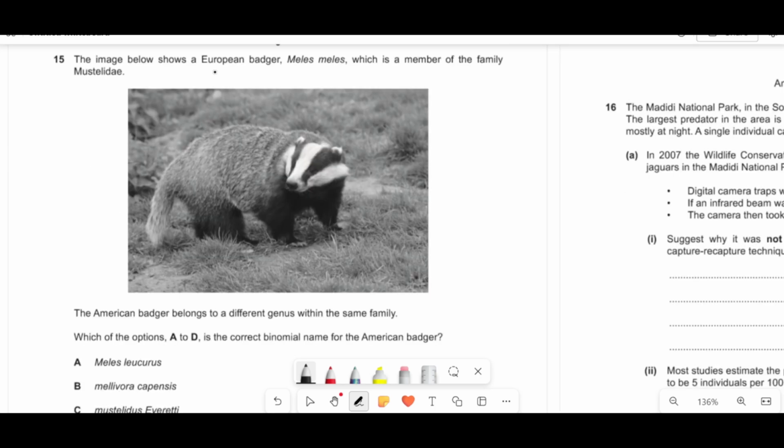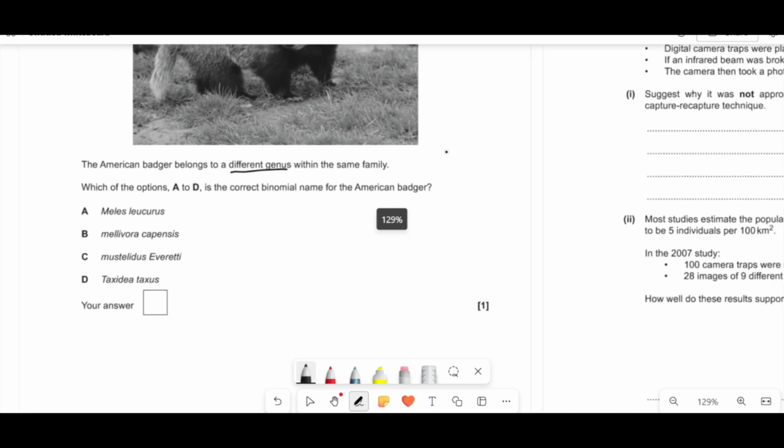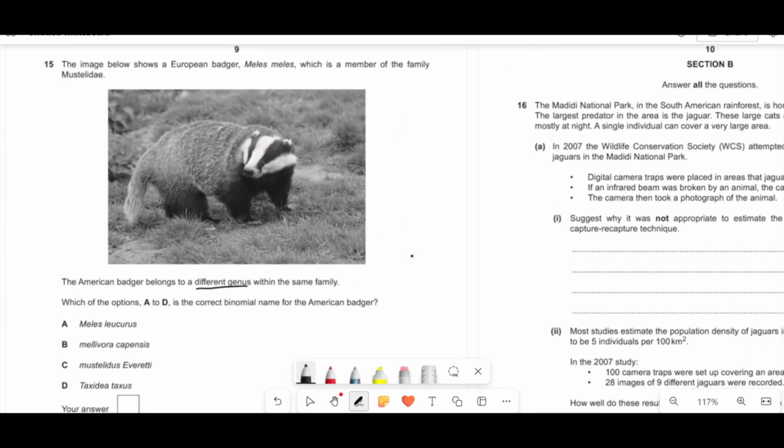So here's a European badger, and it's a member of this. The American badger belongs to a different genus within the same family. Which of these options is the correct binomial name for this American badger? So it's not expecting you to know what this American badger is.